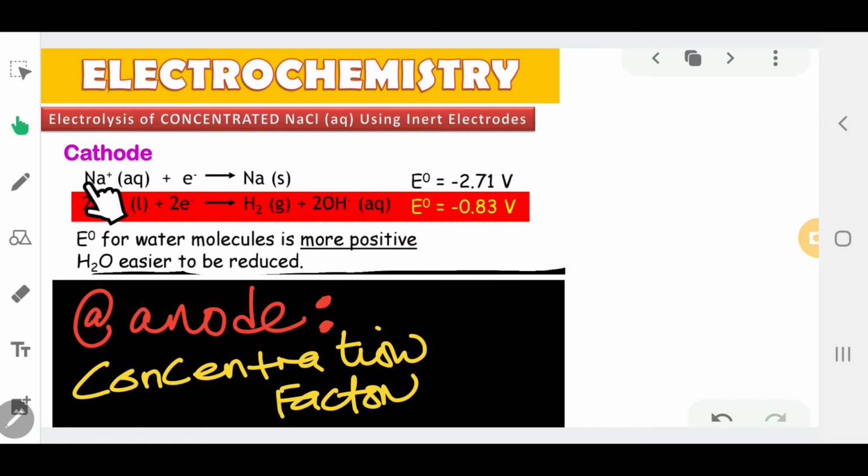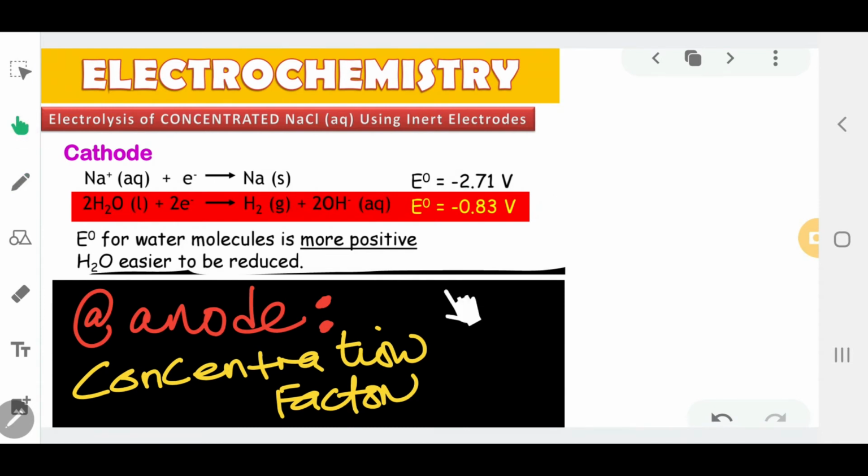And the SRP value for water liquid is significantly higher, or less electronegative, than that of Na plus aqueous. So that's the reason why H2O liquid will be selected first to be discharged at the cathode, because when you look at the E0 value, or the SRP value, it is more positive. Therefore, water will be easier to reduce at the cathode.